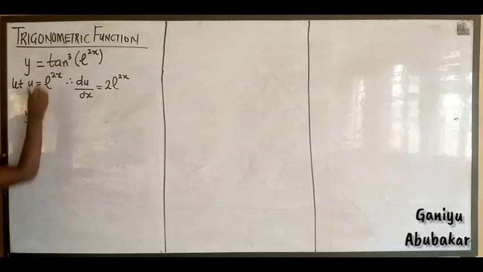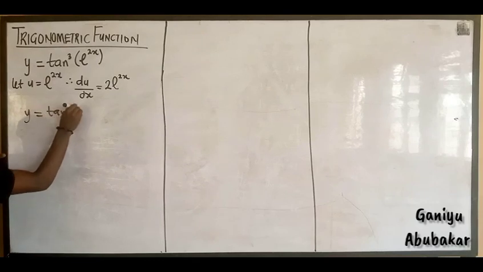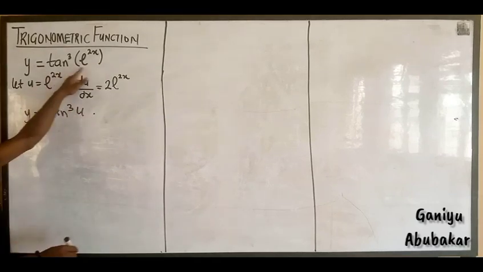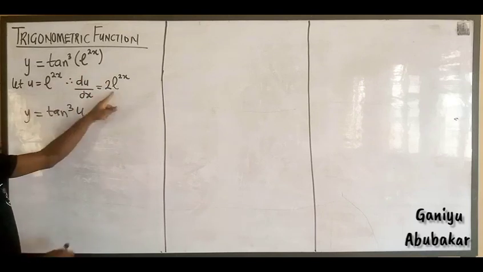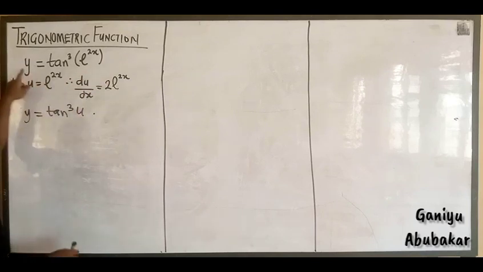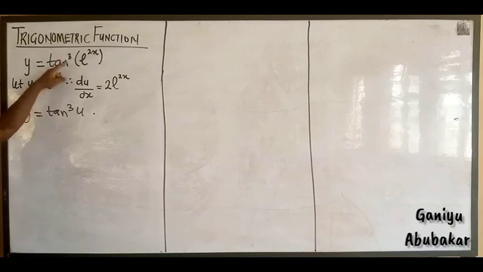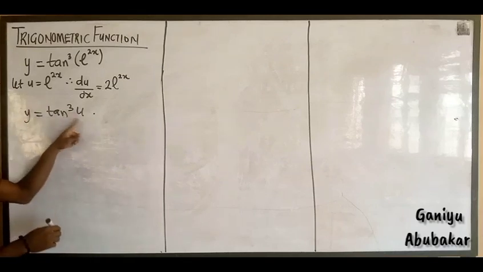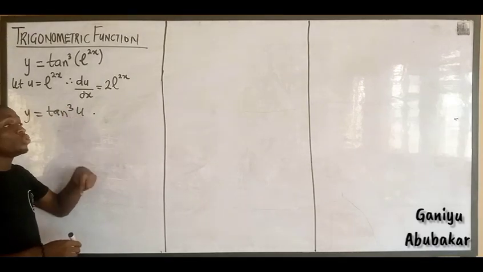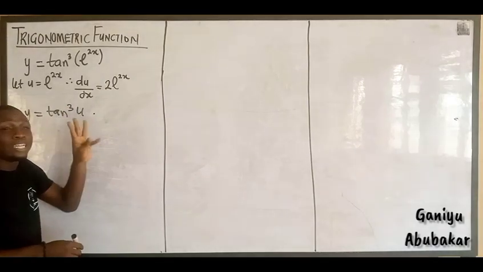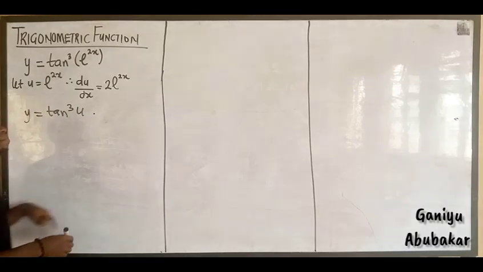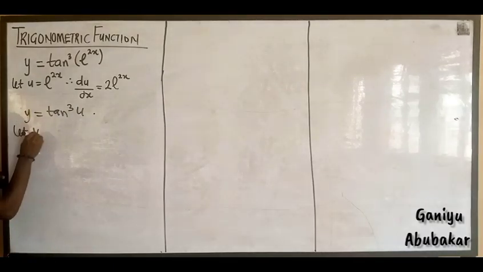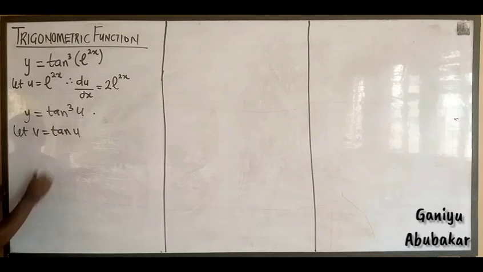Of course, y is now equal to tan cube u. We said this should be u, so I have du/dx with this, and y is now equal to tan cube u. I need to simplify it. Tan cube u means tan u times tan u times tan u in 3 places. Now let v be one of it, so let v be tan u.